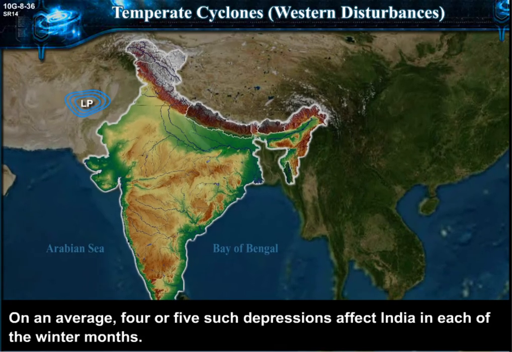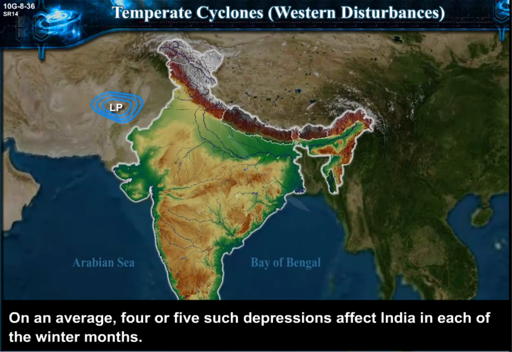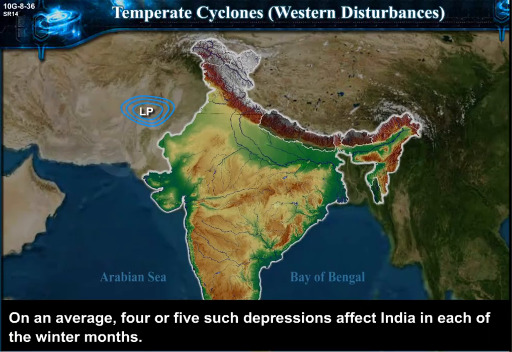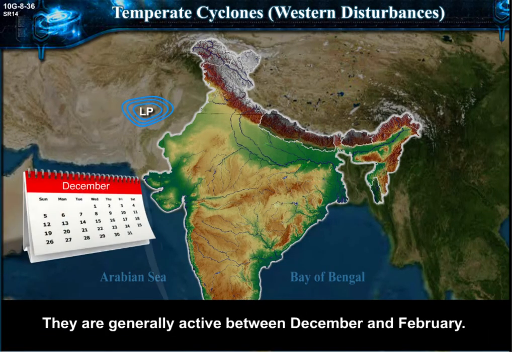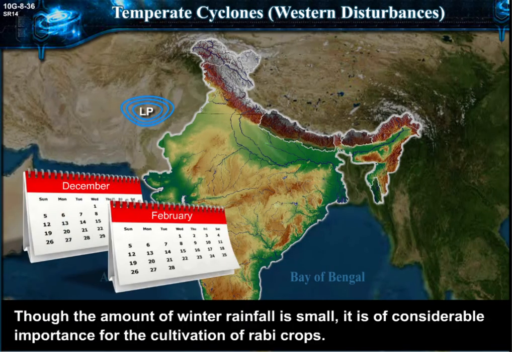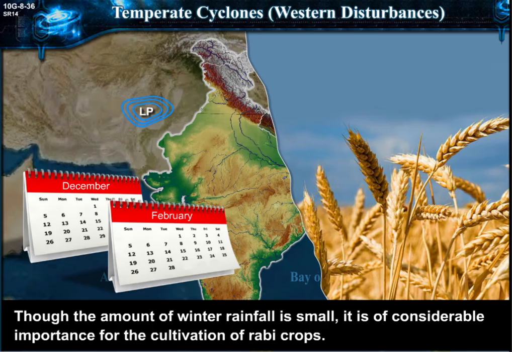On an average, 4 or 5 such depressions affect India in each of the winter months. They are generally active between December and February. Though the amount of winter rainfall is small, it is of considerable importance for the cultivation of rabi crops.